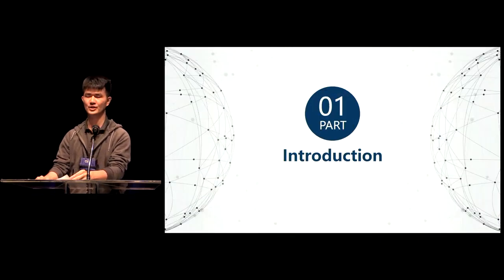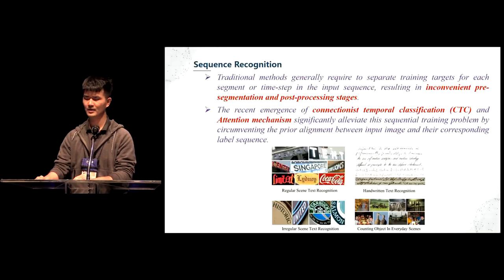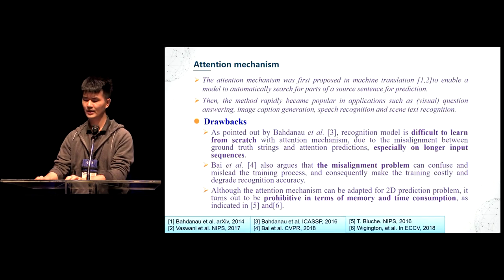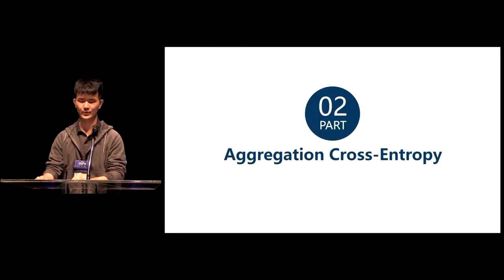First part, introduction. Traditional methods for sequence recognition problems can easily result in inconvenient pre-segmentation and post-processing stages. The recent emergence of CTC and attention elegantly solved the problem. However, they still have their own drawbacks. For example, CTC can hardly be applied to 2D prediction problems. Attention uses too much memory and training time. So we go to the second part, ACE.